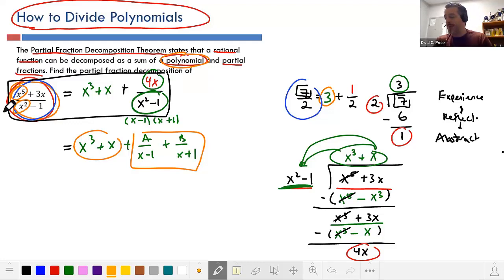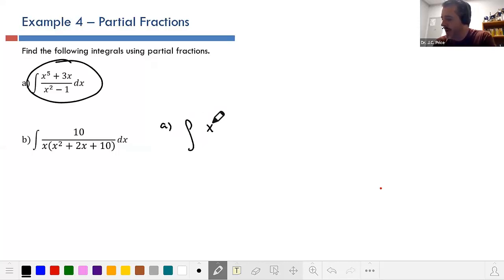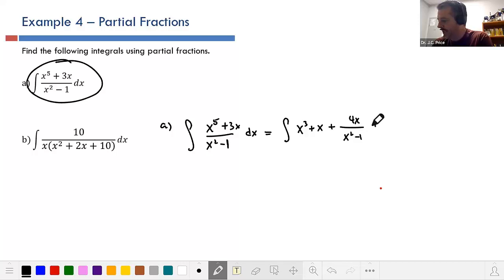Let's do this example. And so here we have our example right here, A. I'm going to rewrite that here so we have lots of space. So we need the integral of x to the fifth plus 3x over x squared minus 1 dx. And I already did the long division, so normally you have to do this right below it. But since I've already done it, I can rewrite this as the integral. We said this was x cubed plus x plus 4x over x squared minus 1 dx. So that's what the long division gave me.